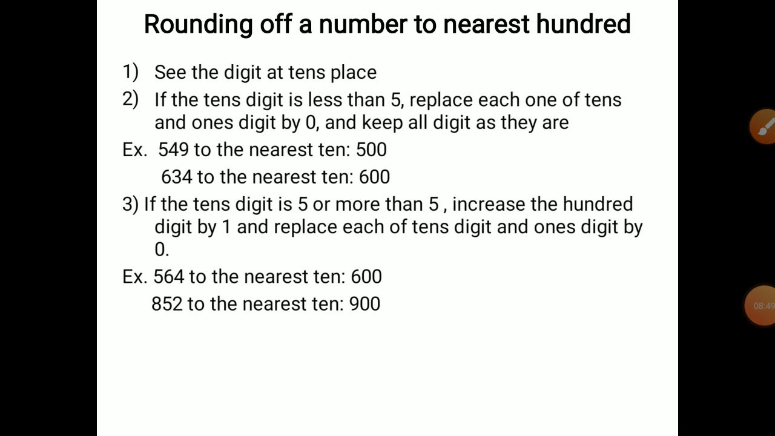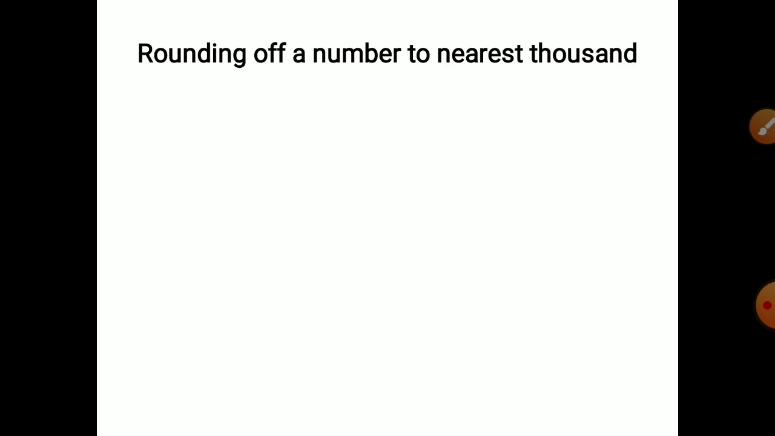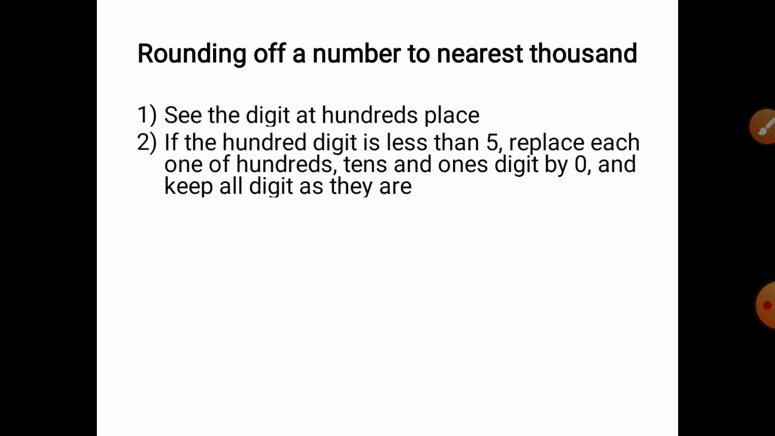Now we will understand how to round off a number to the nearest 1000. It has the same concept. Now you will check the digit at the 100 place. If the digit at the 100 place is less than 5, you will replace all the digits on the right side with 0, and on the left side you will write the same digits.